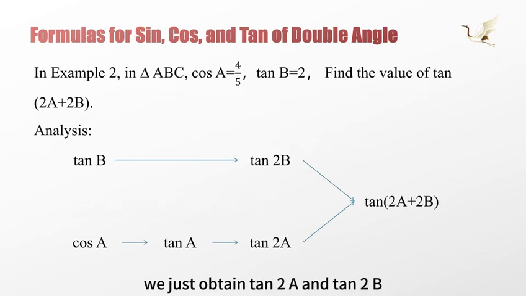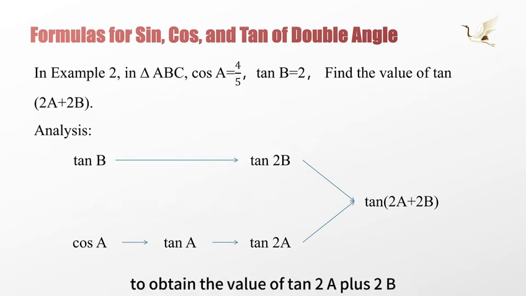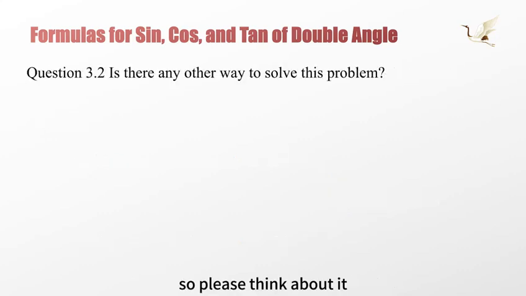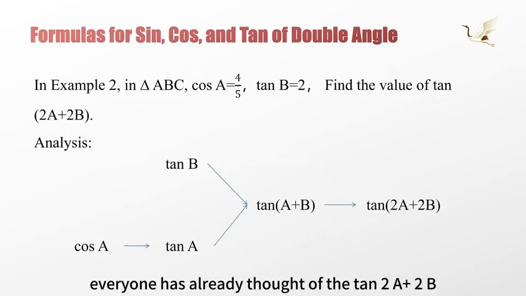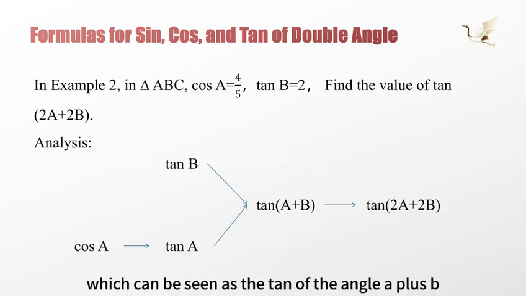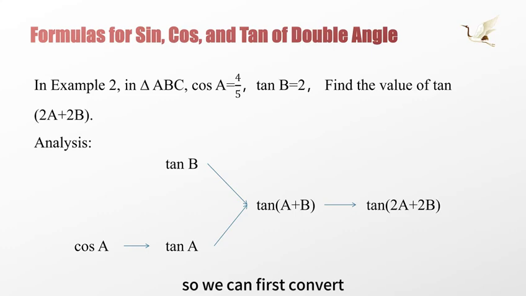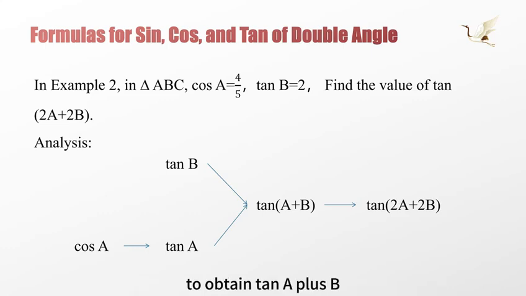We just obtained tangent 2A and tangent 2B from tangent A, cosine A, and tangent B, and then used the tangent formula of the sum of two angles to obtain the value of tangent 2A plus 2B. So please think about it, do we have any other ways to solve this problem? Perhaps everyone has already thought that the tangent of 2A plus 2B we are requesting can be seen as the tangent of the double angle of A plus B. So, we can first convert cosine A and tangent B into tangent A and tangent B, then use the tangent formula of the sum of two angles to obtain tangent of A plus B, and then use the tangent formula of the double angle to obtain the value of tangent of 2A plus 2B.